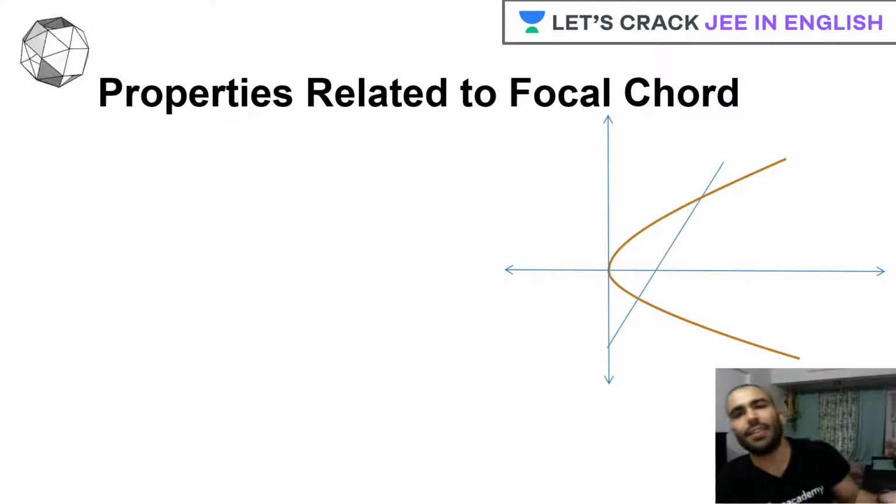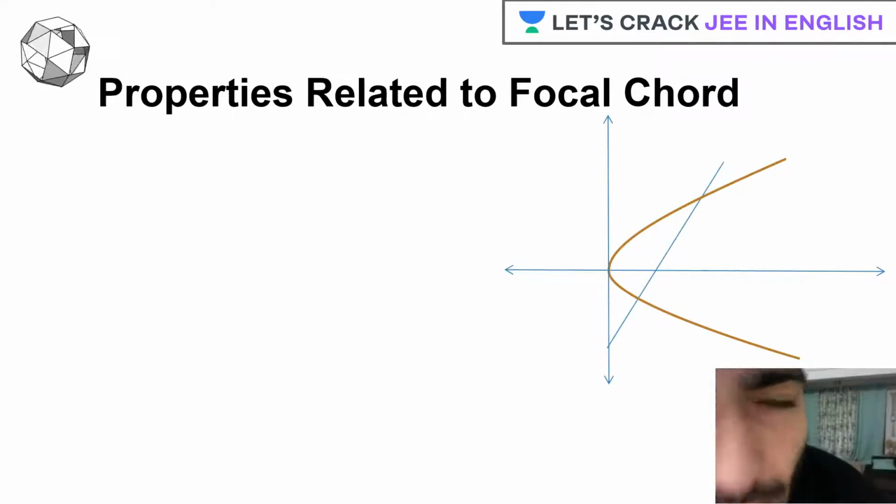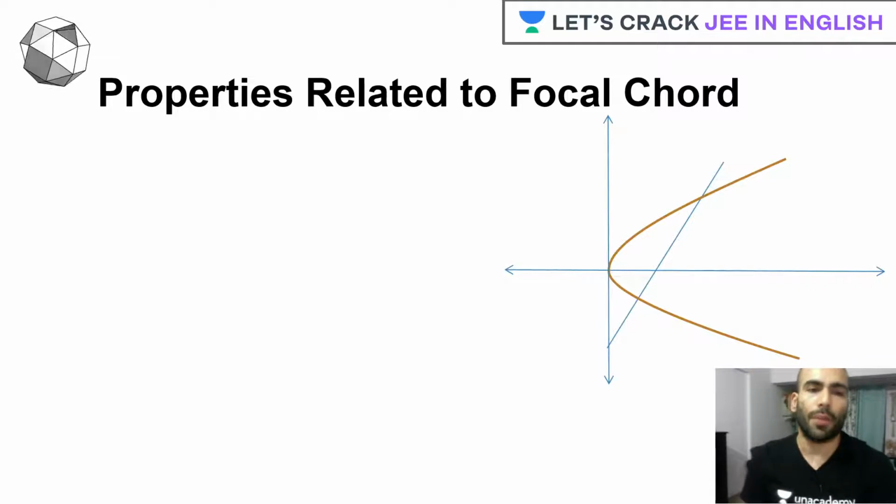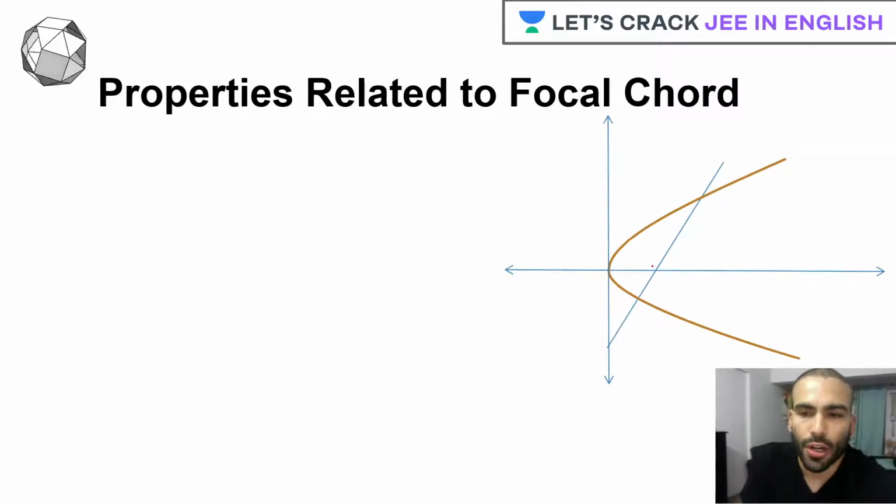So now let's start our tip of the day. Let's have a discussion about important properties related to the focal chord of a parabola. So what is a focal chord? A focal chord is a chord which passes through the focus of the parabola. I'll just write down the important properties.